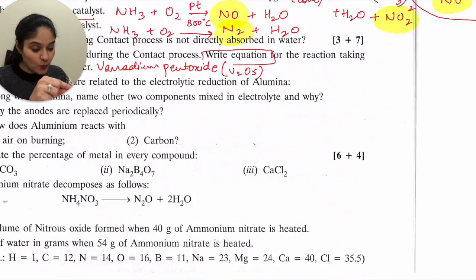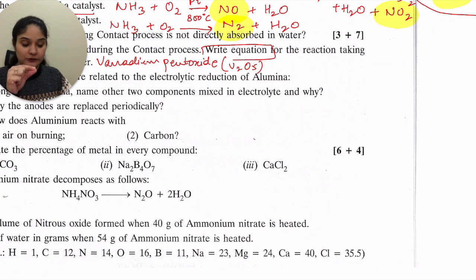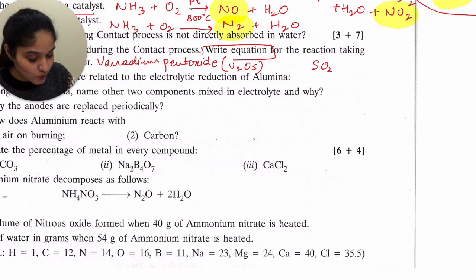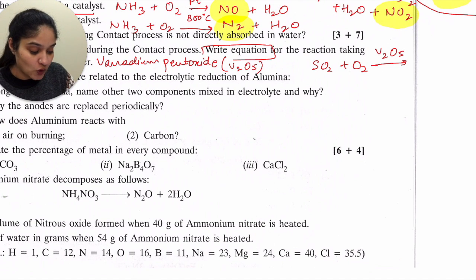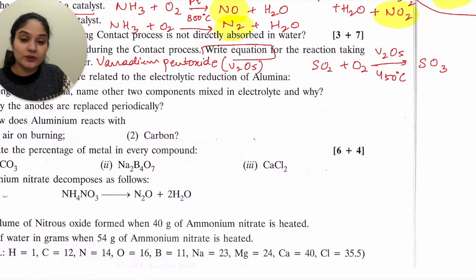Write the equation of the reaction taking place. That would be SO2 plus oxygen in the presence of vanadium pentoxide at 450 degrees Celsius. You will get SO3. You can balance the equation on your own.